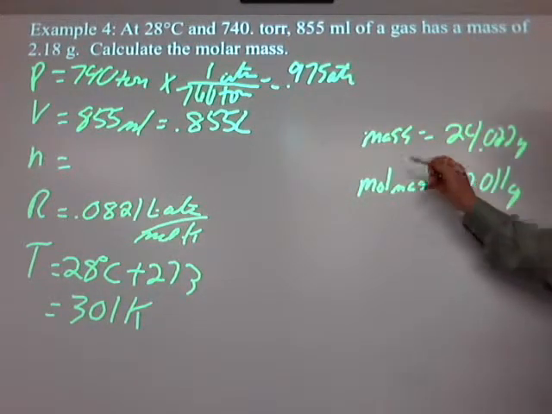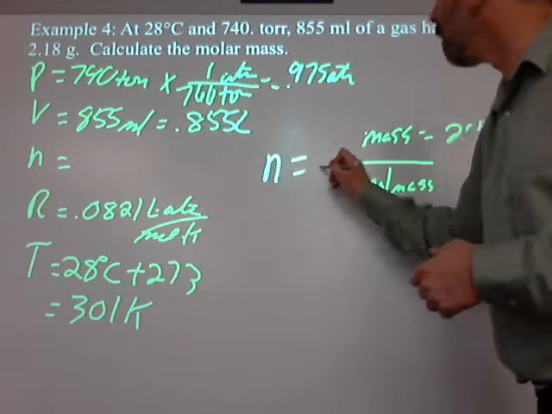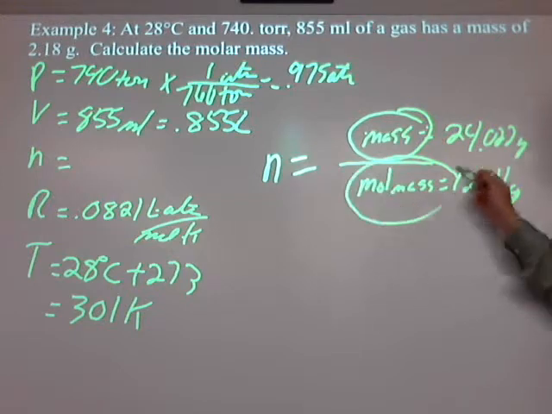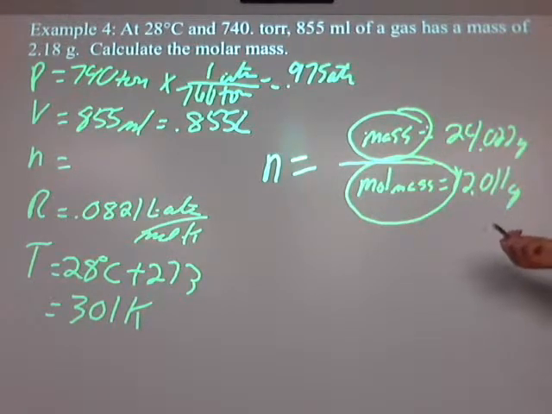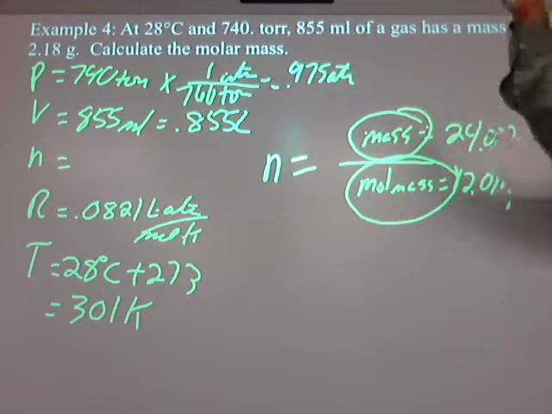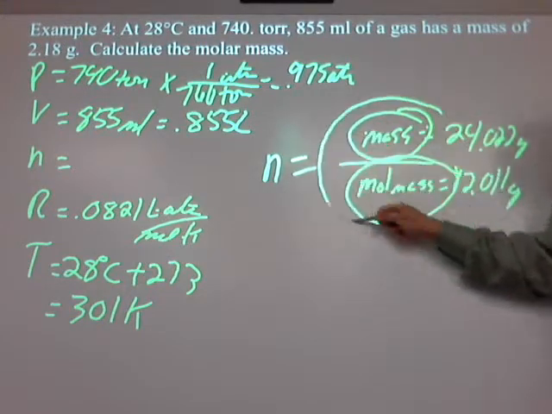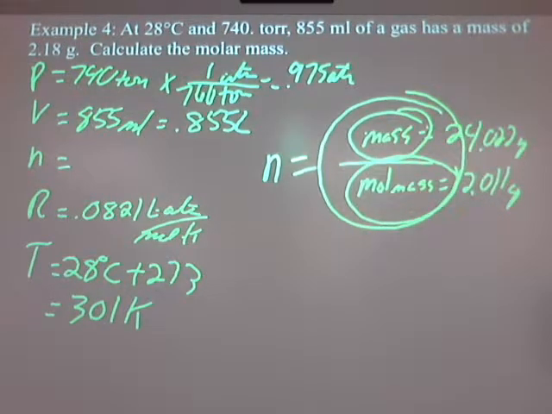I divided them, because that's what moles is. Moles is the mass you have divided by the molar mass of that compound. You all agree? That makes sense. If I have 12 grams of carbon and its molar mass is 12, 12 divided by 12 is 1 mole. If I have 24 grams and its molar mass is 12, 24 divided by 12 is 2 moles. So that's the definition of moles.